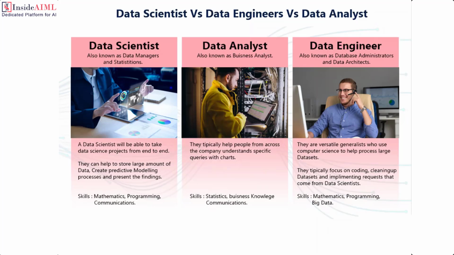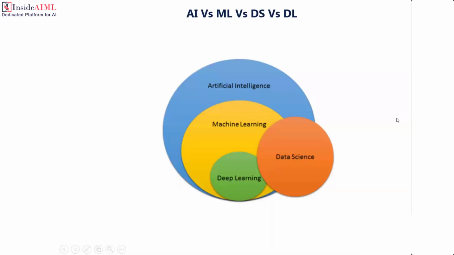So let's go ahead and check what exactly is the difference between artificial intelligence, machine learning, data science, and deep learning. These are the different fields that come into the picture when we talk about artificial intelligence. Artificial intelligence is nothing but a very big domain. It is not any specific technology where we just take one specific language and work on that. It is not like that. There are multiple languages in the market.